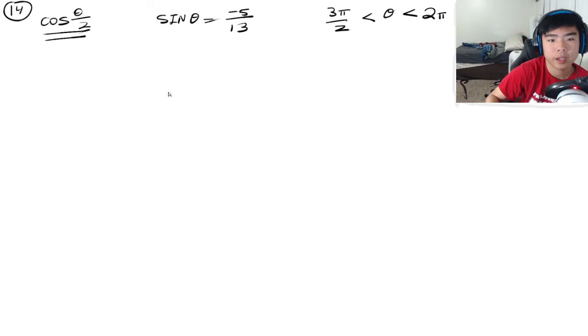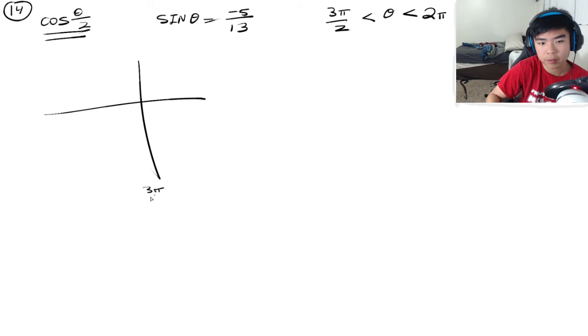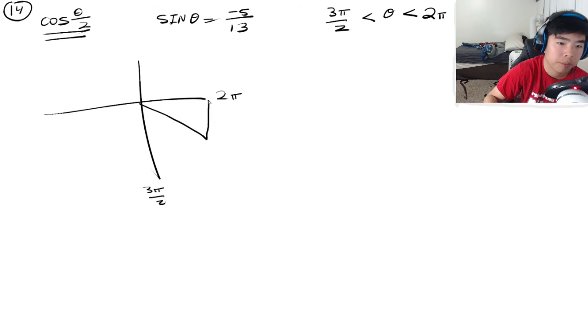So then, in the unit circle, that's 3 pi over 2. So that means the angle is bigger, right? So therefore it has to be right here. Has to be that kind of triangle. And give me 1 second.